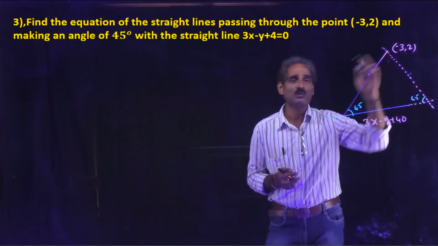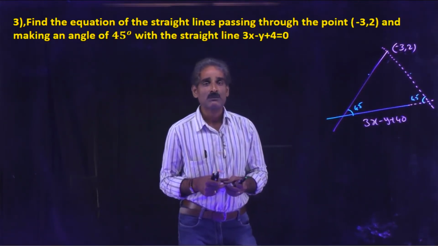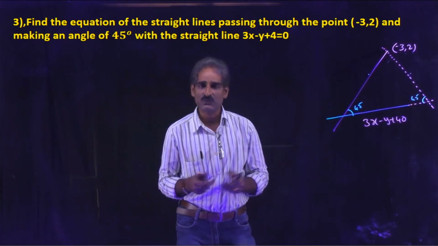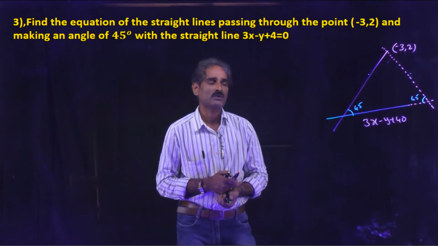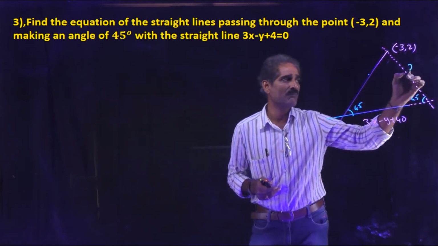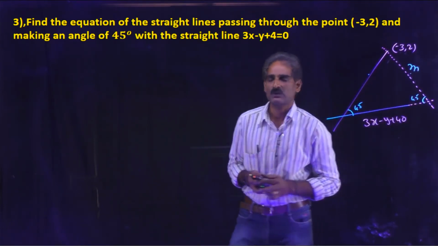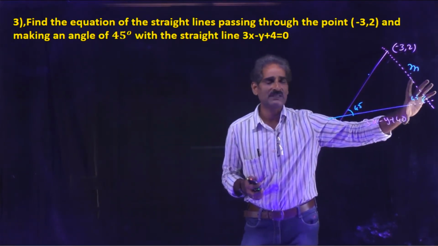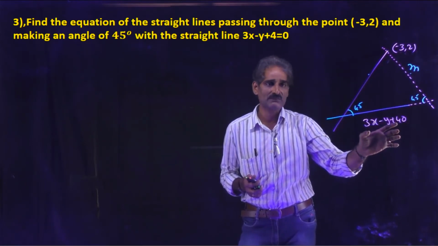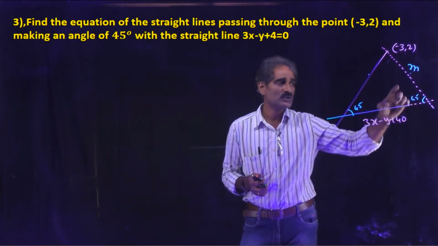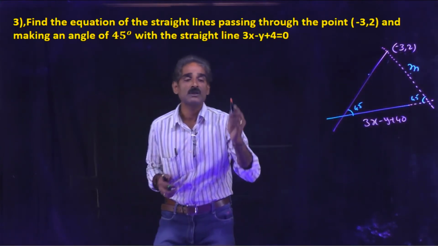Already these two pass through the point (x1, y1). What is the minimum requirement to find the equation of a line? Point and slope. Already the point is there. If you know the slope of the required line, you can write the equation of the line by using the point slope form. So let us consider the slope of this line equal to m. Now find the slope of this line also. If you know the slopes of these two lines, you can apply the angle between the lines. Already you can find the slope of this line and the angle is there. So with the help of the angle formula, we can find the slope of this line. That is the problem.